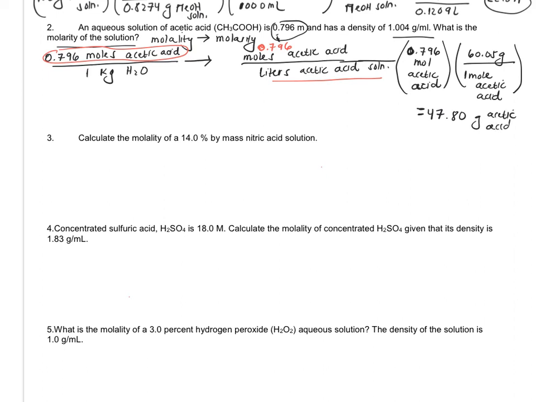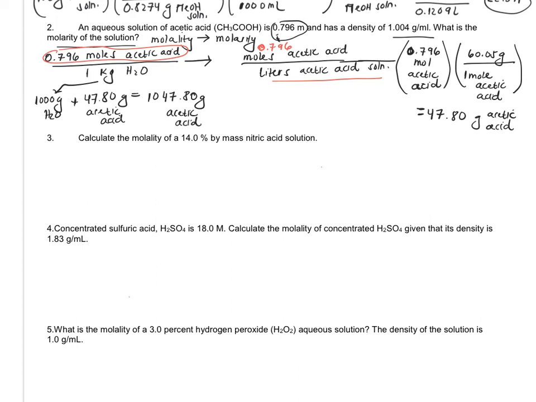To get the total mass of the solution, I have 1,000 grams, which is 1 kilogram, plus 47.80 grams of acetic acid. That will equal 1,047.80 grams of solution.